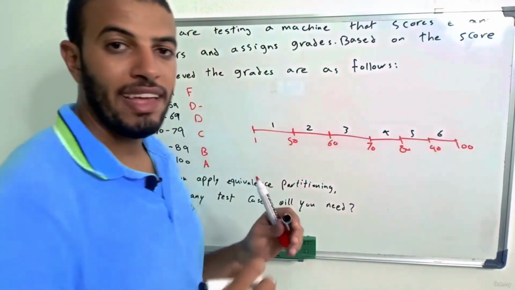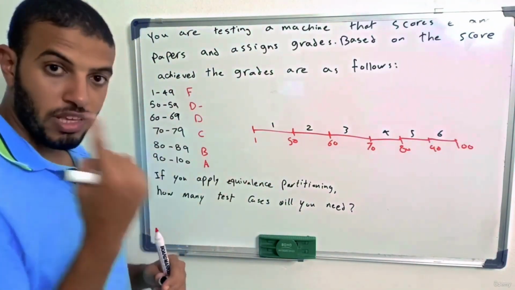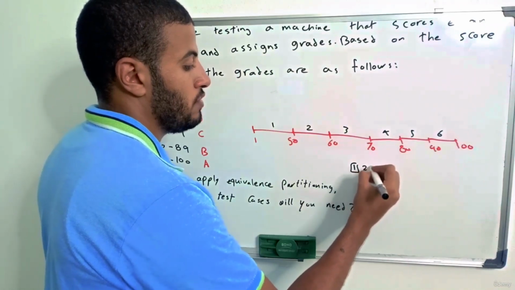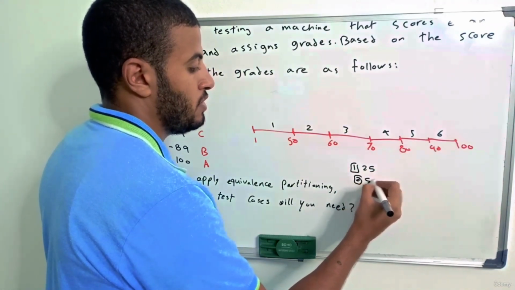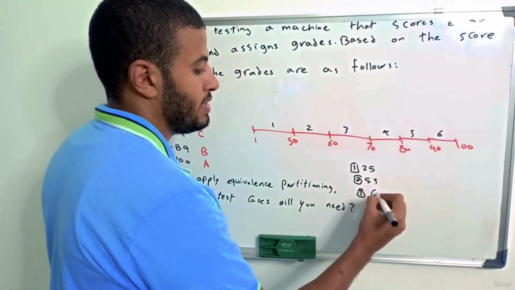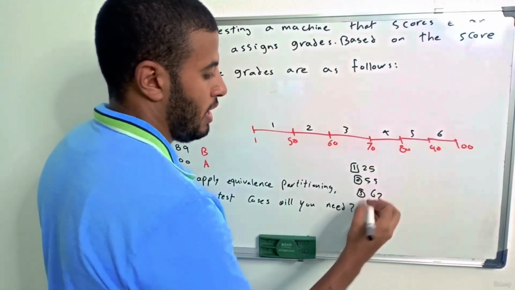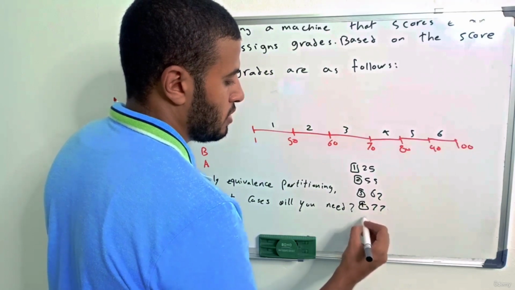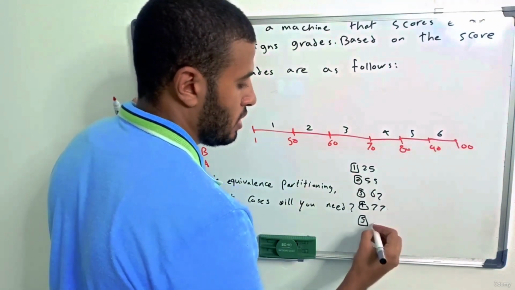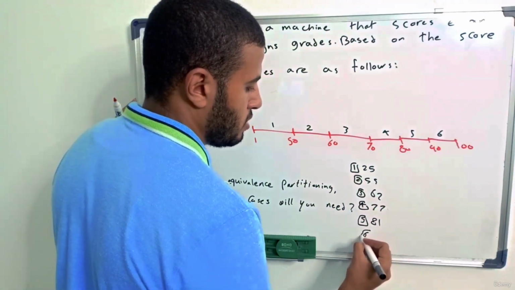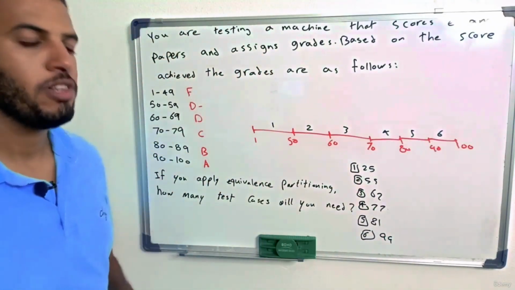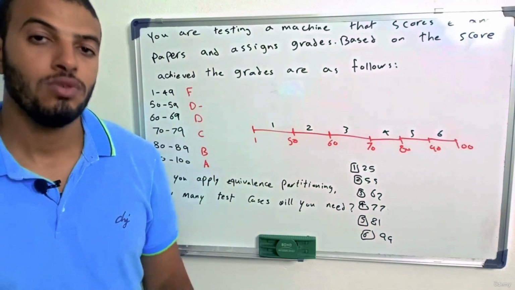So I will test at 6 values, each value from one partition. I might test at 25, 55, 62, and here we have 77, for example. Then we have 81, then we have 99, any value from each partition. So here we covered all the partitions.